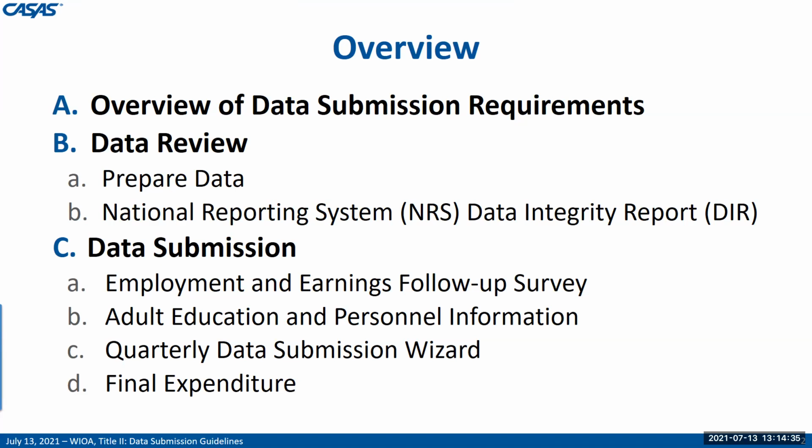Now, we have the data submission to prepare. What is included in there? Well, we have the employment and earnings follow-up survey, the adult education and personnel information, the quarterly data submission wizard, which will take care of submitting pretty much most of our deliverables this year. And we have the final expenditure claim report to submit. And we're going to go over each of these deliverables slower. And I'll be sending you some screenshots of this. Well, they are included in the presentation.